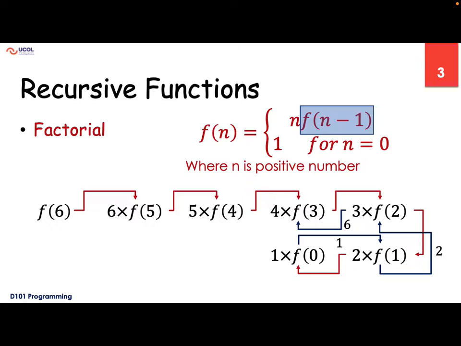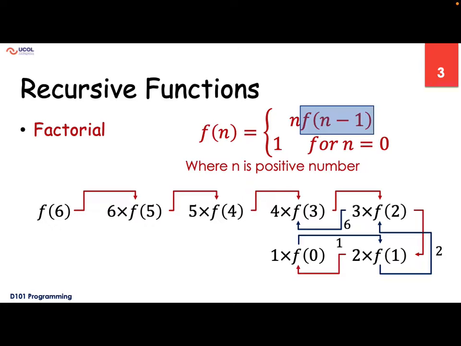Because we want to find out the value of the function at n equals 6, that depends on the value of the function at 5, which depends on the value at 4, then 3, then 2, then 1, and then 0. But when it becomes 0, we have the value 1. 1 multiplied by 1, the answer is 1. It means the value of the function at 1 is 1. That will be replaced at this particular point, and 2 multiplied by 1 becomes 2.